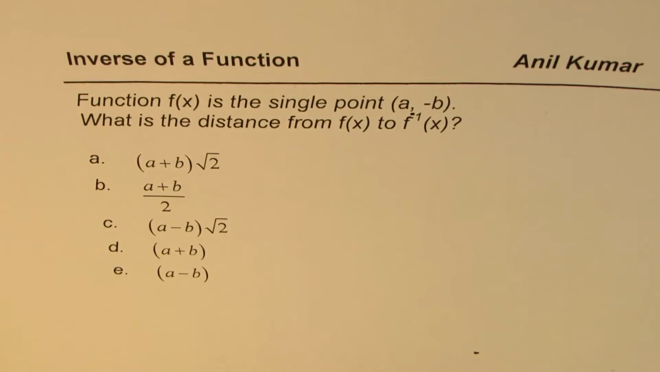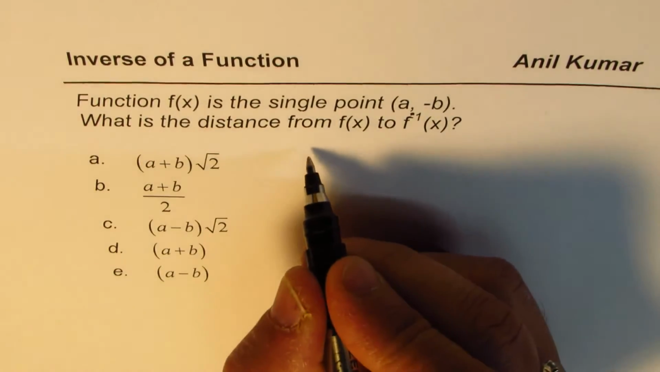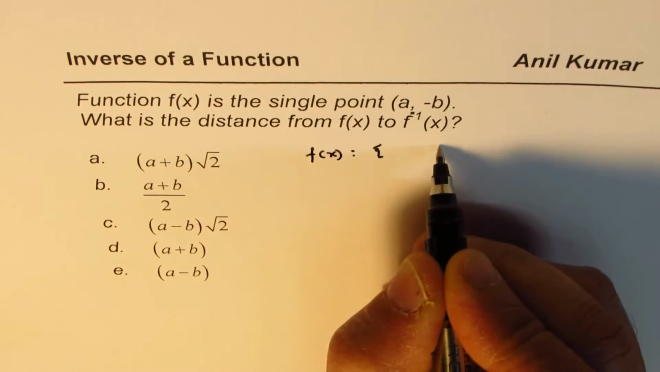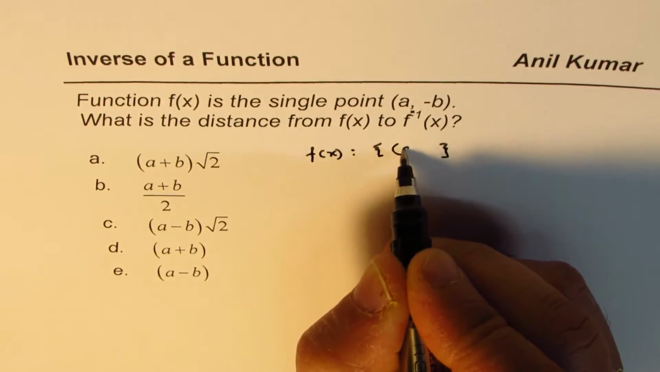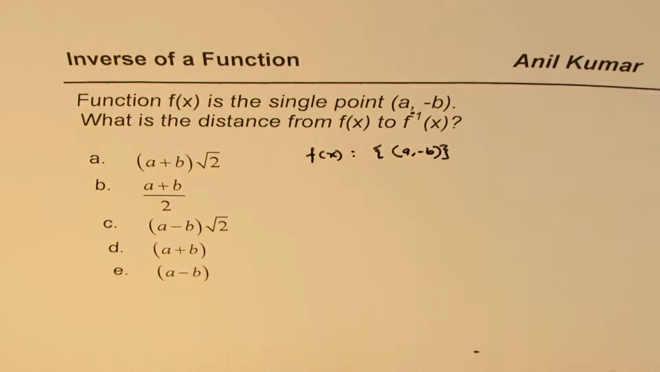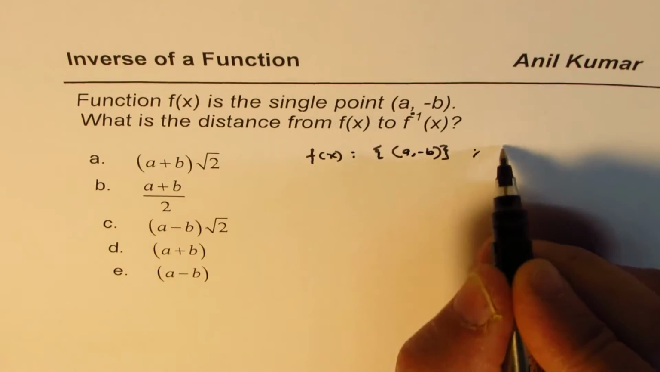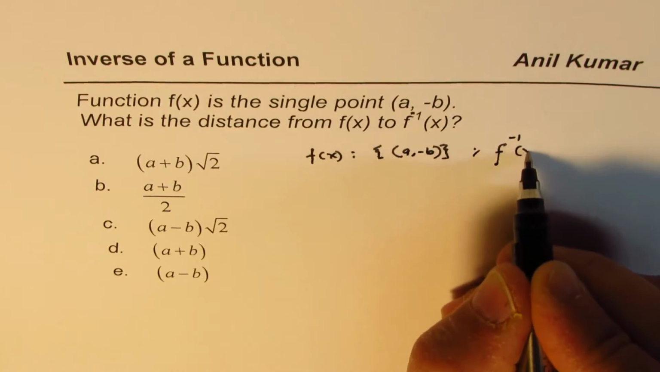Now you can actually expect this kind of a question in some of the good test papers. You can pause the video, answer the question, and also look into my suggestion. Let's first understand the question. We have the function f of x, and it has just one point. So I'll write this as a minus b. I've taken a very general point, a minus b. If that is the function, what is the inverse of this function?